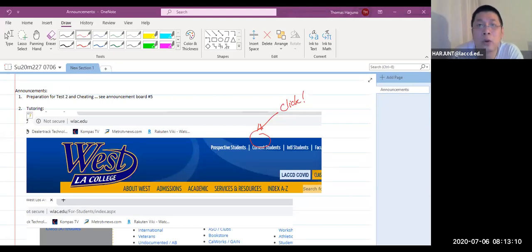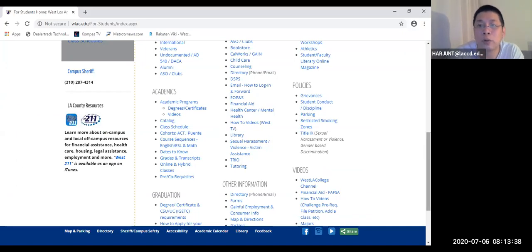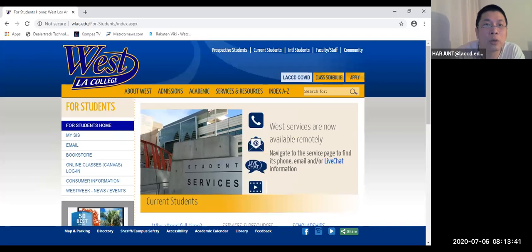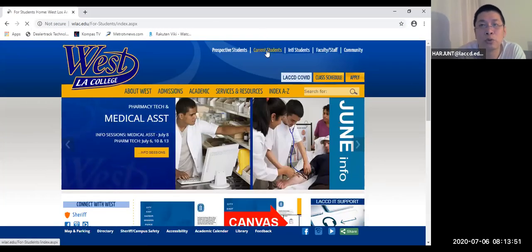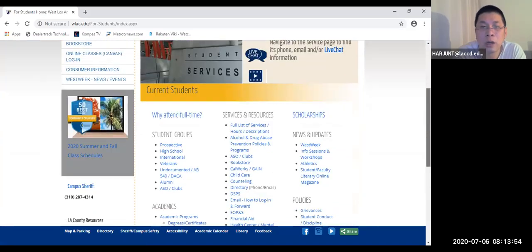Let me go back to my notes. Here's my note. And then lastly, about tutoring. Somebody asked me about tutoring. For you to get to the tutoring at our school, of course, you start with WLAC College, right? You start with WLAC College, and then you click current student. And then you scroll down, you will see tutoring here.